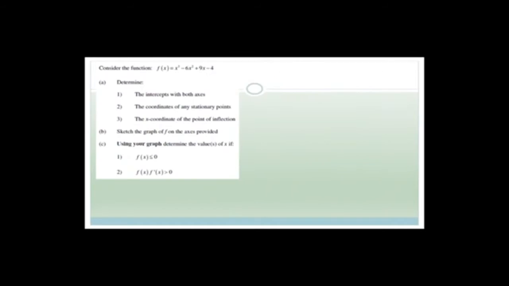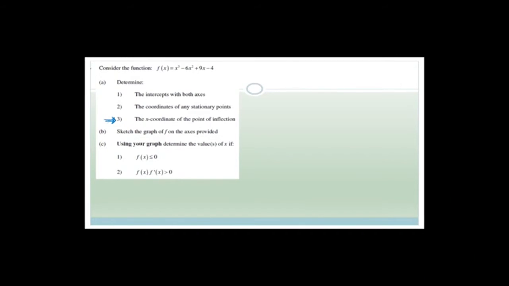Do you agree? Right, now it says, consider the function. F of x is equal to x cubed minus 6x squared plus 9x minus 4. And they say they want the intercepts of both axes, the coordinates of the stationary points, the x-coordinate of the point of inflection. Yay, a point of inflection. Sketch the graph, then use the graph to determine. Okay, this is a typical exam question. It's a gorgeous exam question.